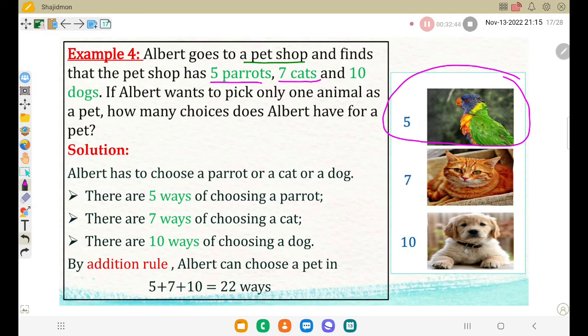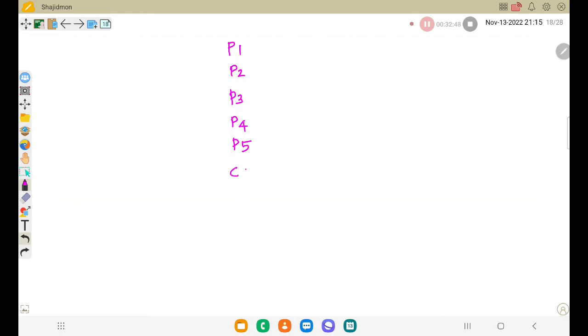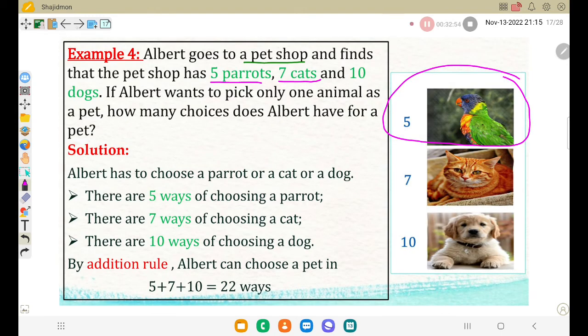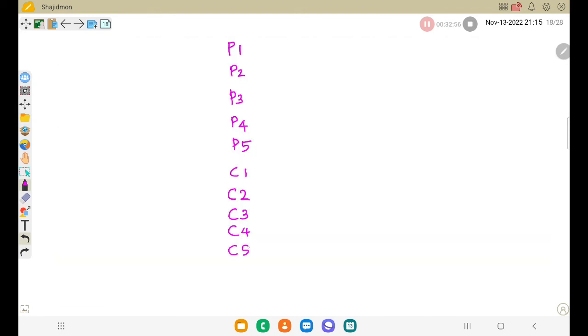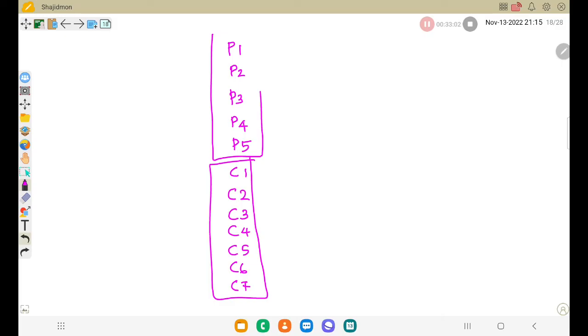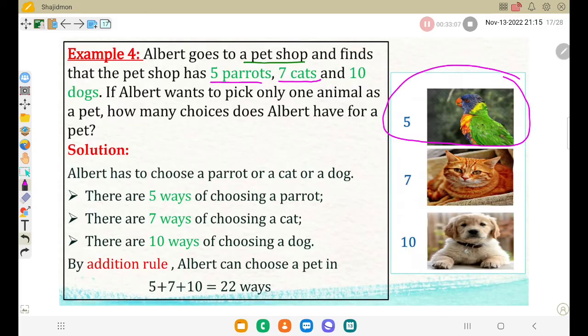7 cat options are there. Different types of cat, 7 options are there, okay? So cat 1, cat 2, cat 3, 4, cat 5, 6 and 7 cats are there, correct? So he is having 7 cat options and 5 parrot options, and another one, 10 dog options are there.